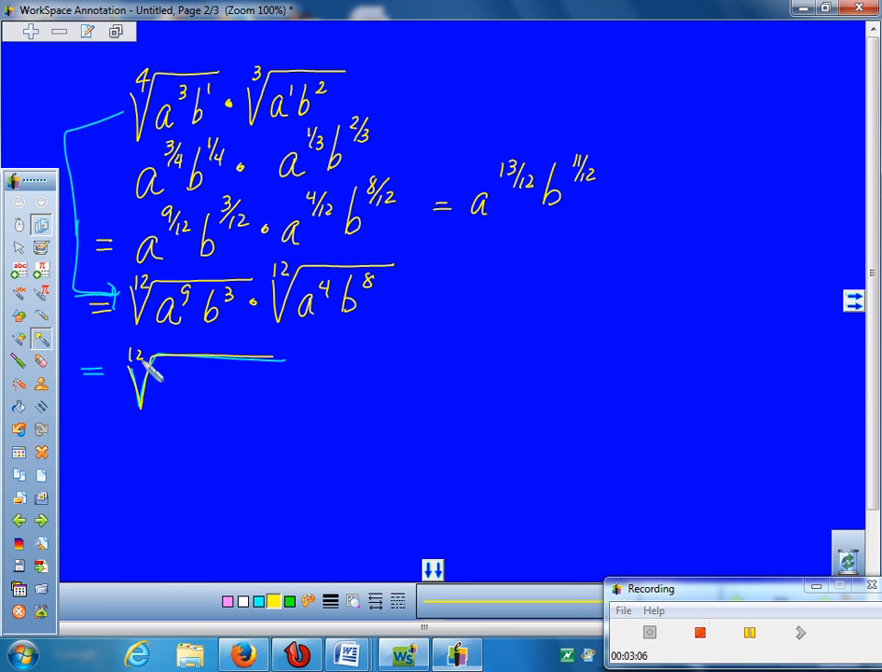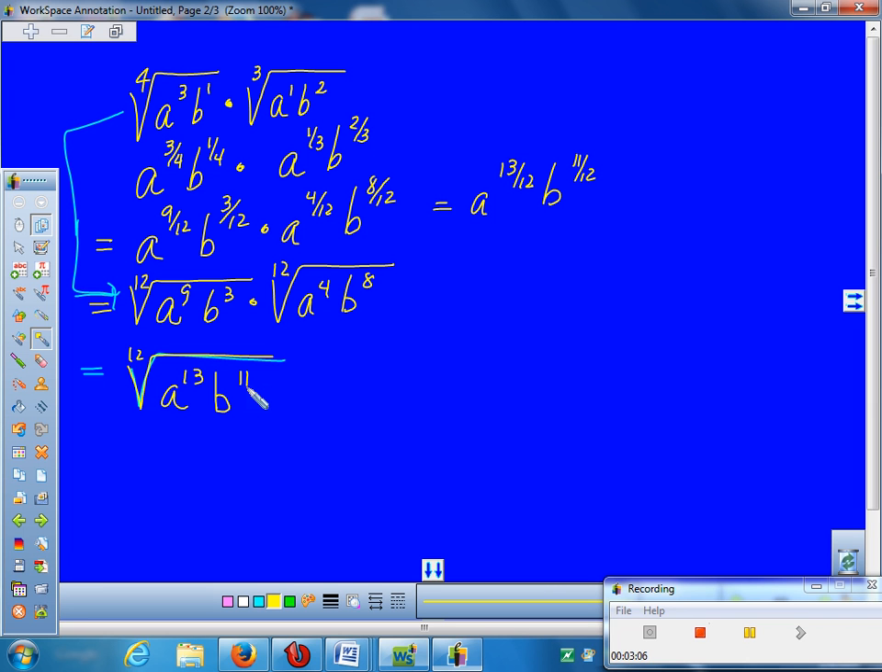9 plus 4 would be 13. And b to the 11th. Notice, how does that answer compare to this one I wrote out here on the right? A to the 13th, b to the 11th, same numbers we got up top there. But let's face it, who wants to have to write all those fractions out? Much easier to just change the roots over and do it.